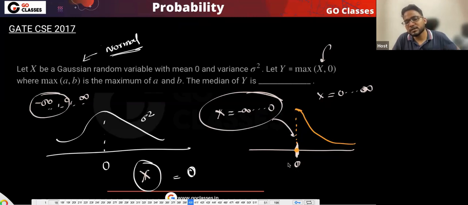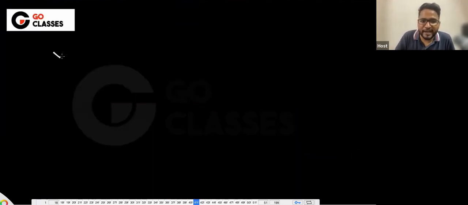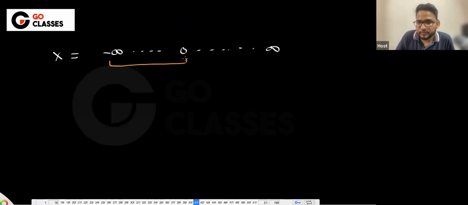Now, let me just write it like this: X may take any values from minus infinity to 0, or from 0 to infinity. With what probability is X taking these values? Probability that X is less than or equal to 0, and probability that X is greater than or equal to 0. Can anyone tell me? This is 1 by 2. This is also 1 by 2, right?